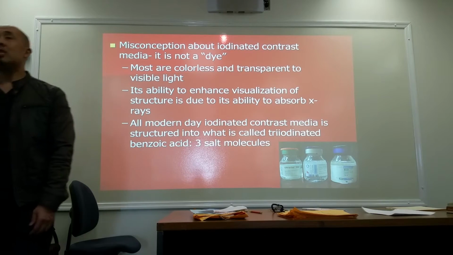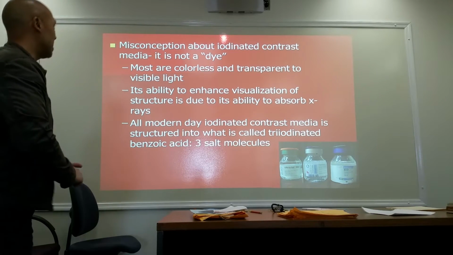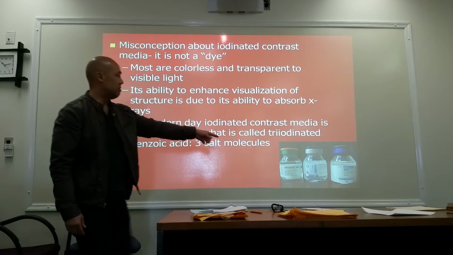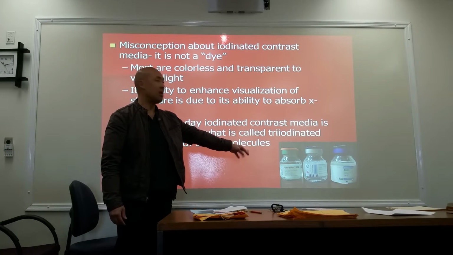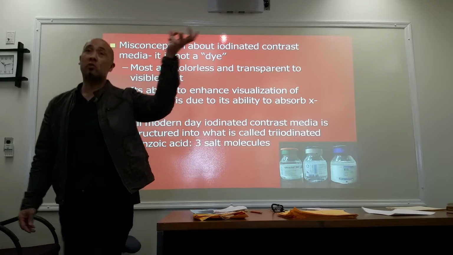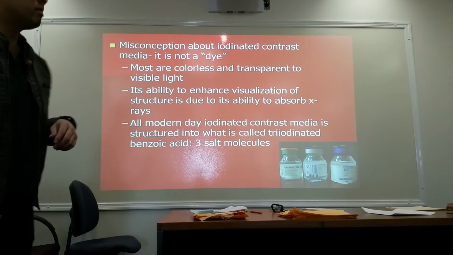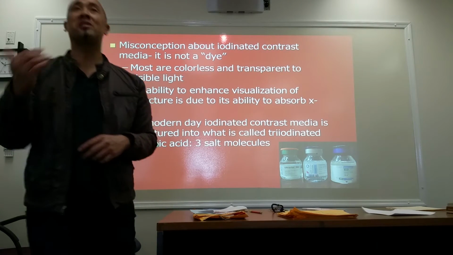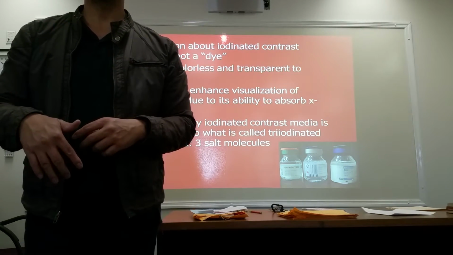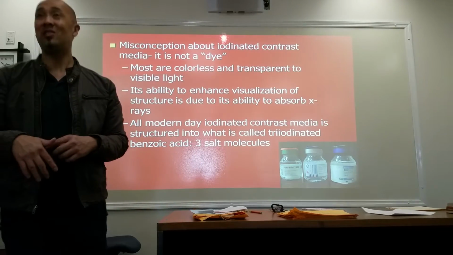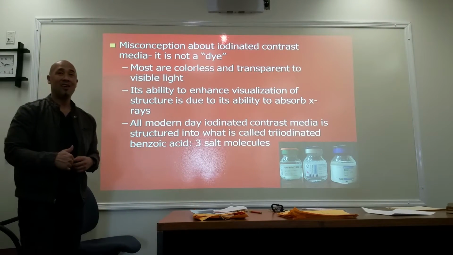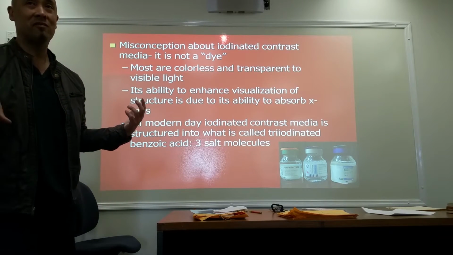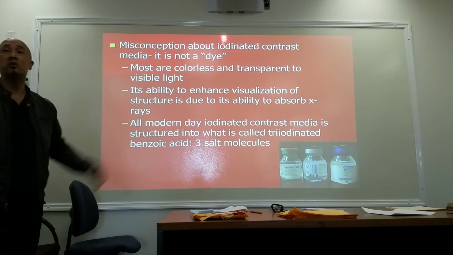Okay? The misconception about iodinated contrast is that it's called a dye. Well, look at it. It's clear. You hold it up, it just looks like water in a vial. But we don't call it a dye, we call it contrast. So there's a bad annotation to that. We don't say dye. Throughout my lecture, have you heard me say dye yet? Well, I said it a few times just a few seconds ago. But it's not a dye, it's a contrast media.